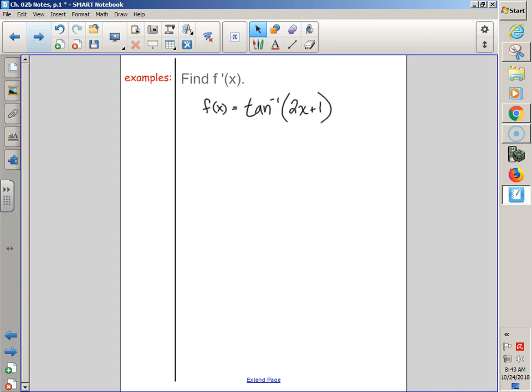All right, check in your groups. Not just how you plugged in, but how you simplified.